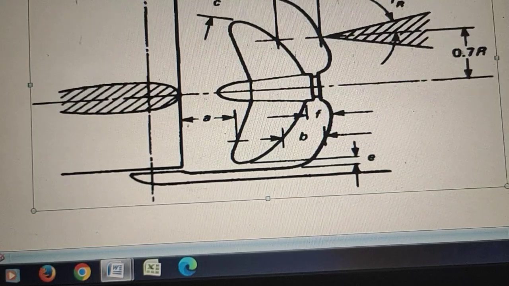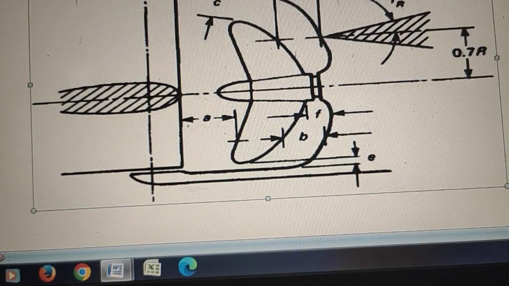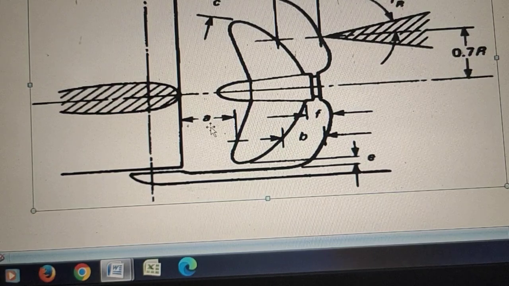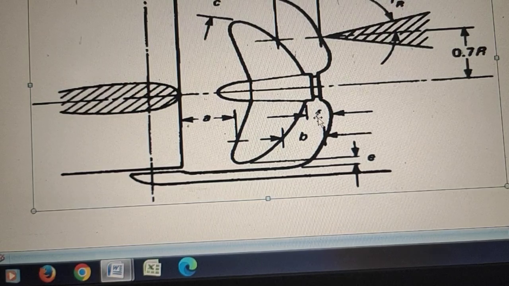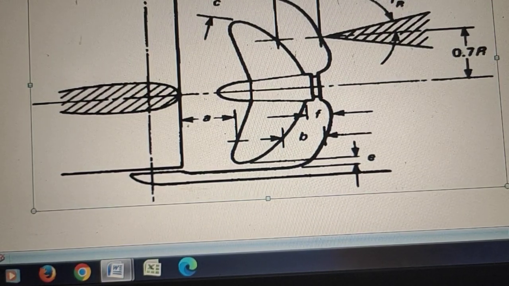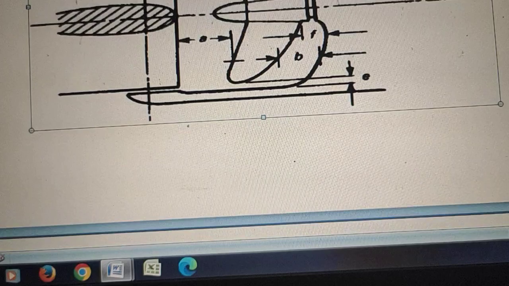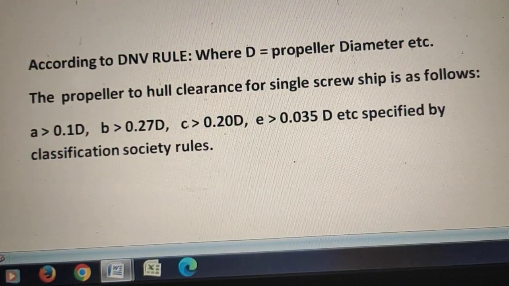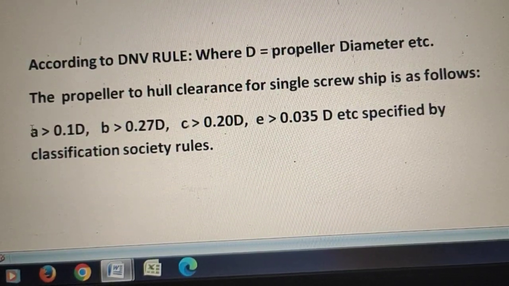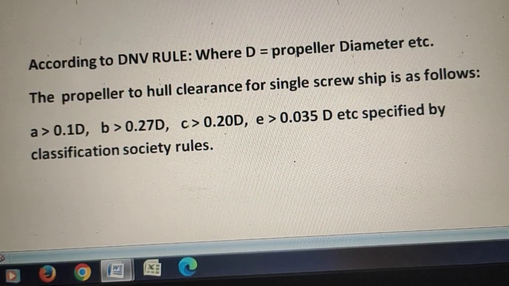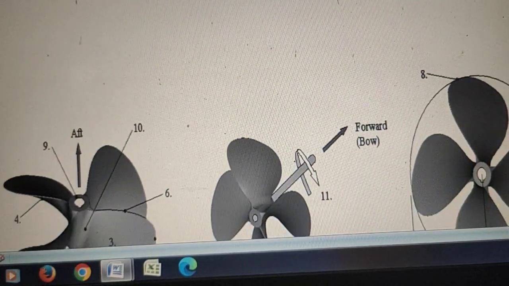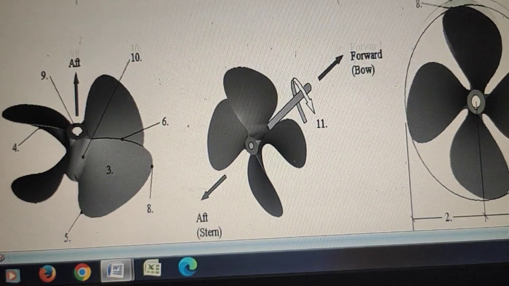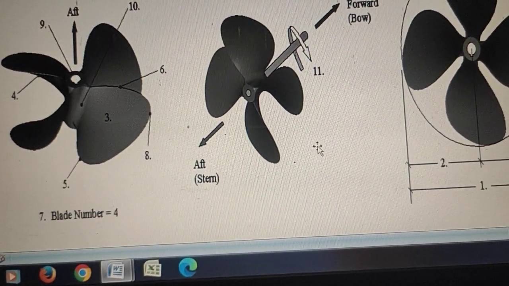Now, there must be a space maintained between the hull, the propeller and the rudder: A, B, C, D, E, and F. These are given by the classification society. Here, DNV gave these values in this form for a single screw ship. For a twin screw ship it is different, and it depends on the classification society rules and regulations. Okay, let's look at the propeller as it is.